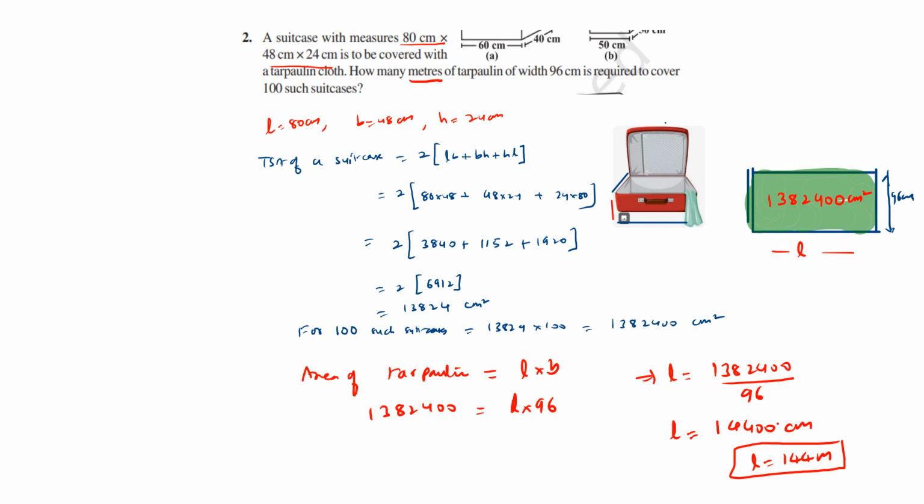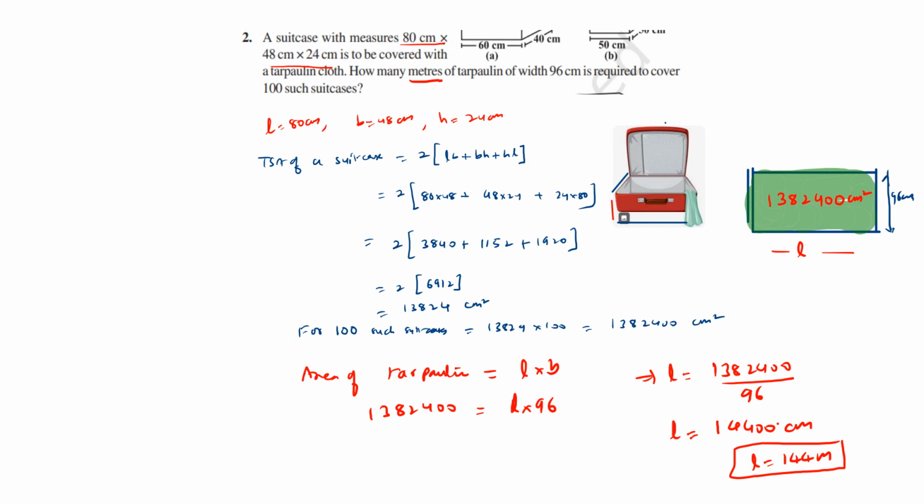Okay, no problem. Area of a square is side into side. Okay, got it? It may come as a square also. Sometimes we don't know which it is, so I just kept it as a rectangle. Mostly it will be a rectangle, not a square. Mostly the tarpaulin or cloth, you can use the square formula. Yes, but when you multiply side into side, it has to be a square. Okay, is it clear? I will go on to the next one.